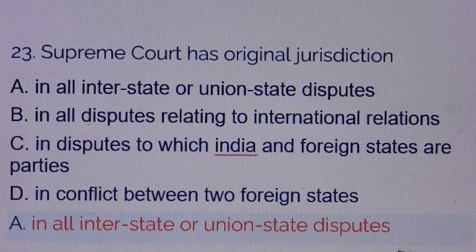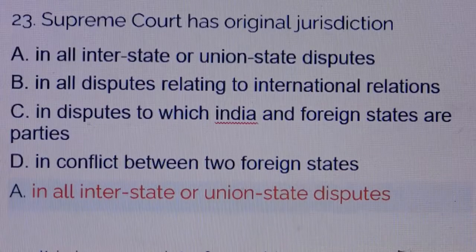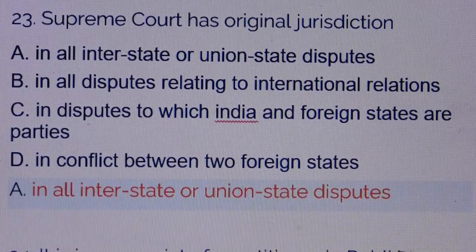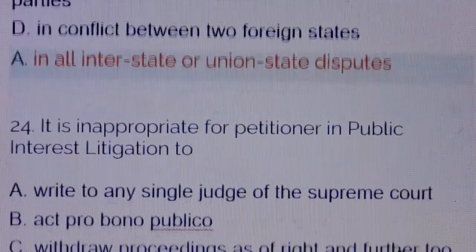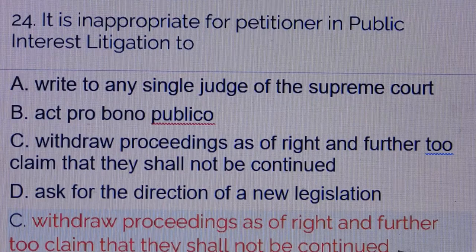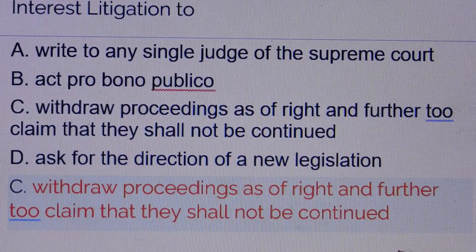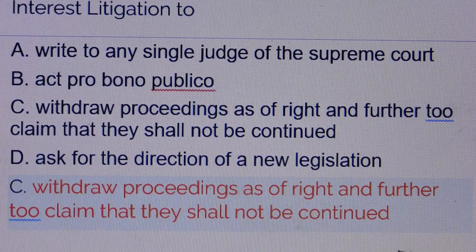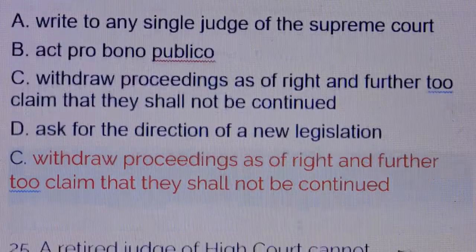Question number 23. Supreme Court has original jurisdiction. Answer is option number A, in all interstate or union state disputes. Question number 24. It is inappropriate for petitioner in public interest litigation to. Answer is option number C, withdraw proceeding as of right and further to claim that they shall not be continued.